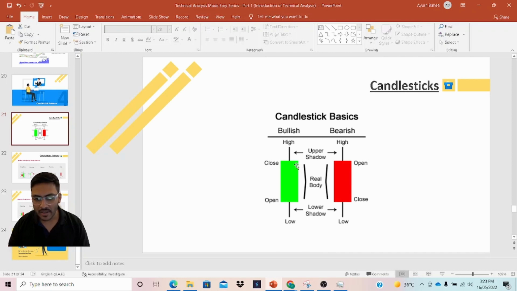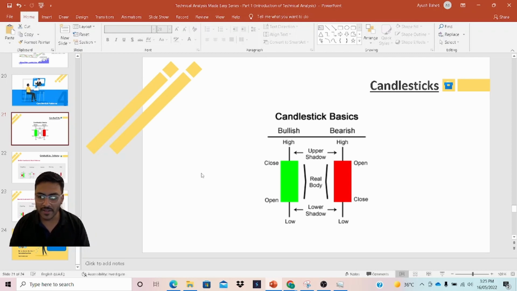The next day, since the market closed at 100, let's say the market opens at 100. During the day, the highest price traded was again 110 and the lowest price traded was 80, and the market opened at 100 and closed at 90. So this is a bearish candle. In the case of a bearish candle, the closing price is always lower than the opening price.